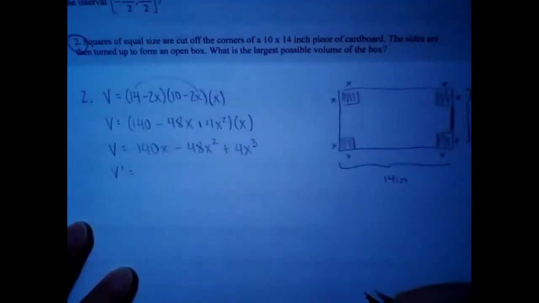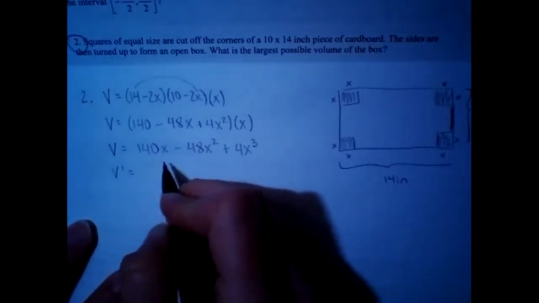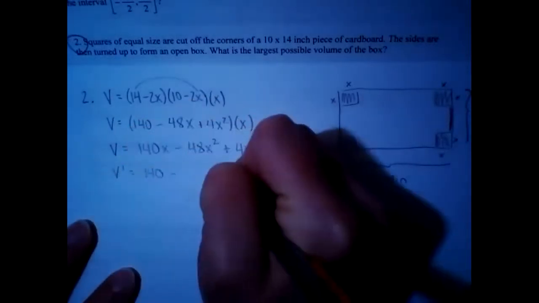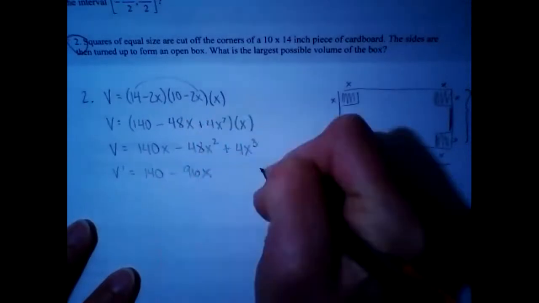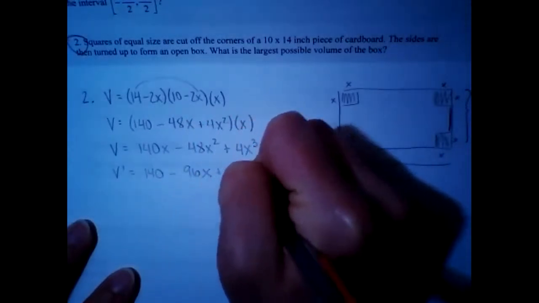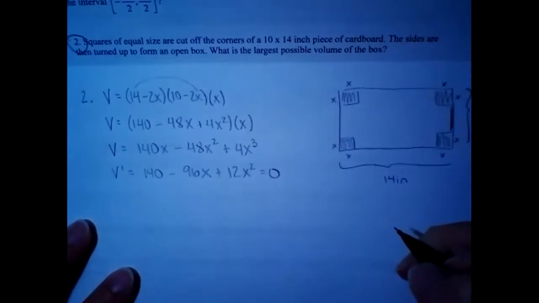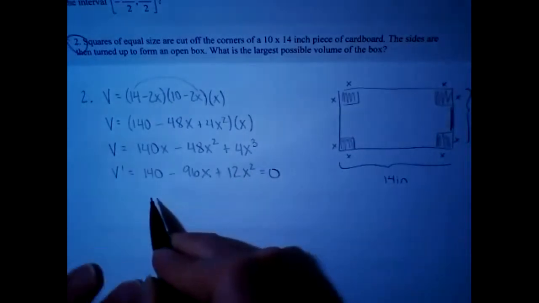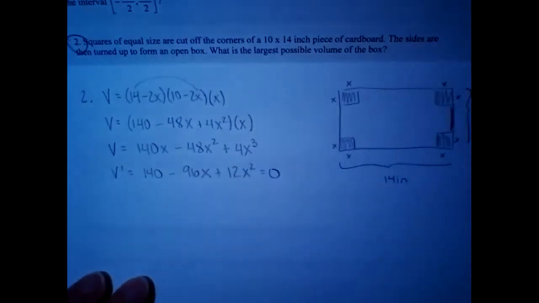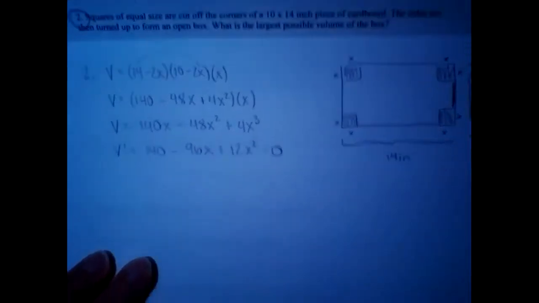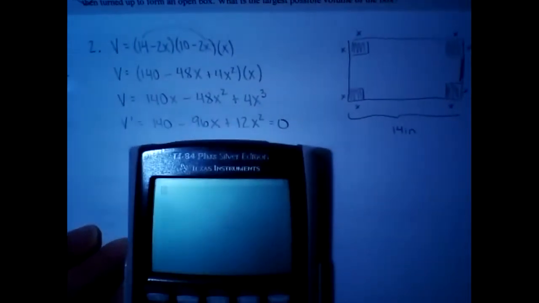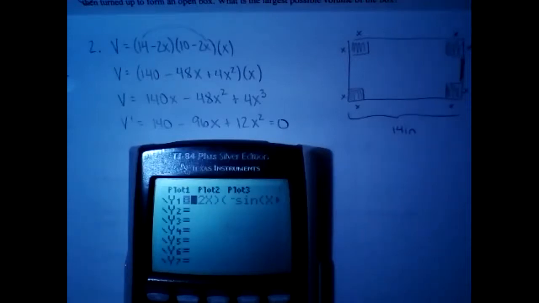So derivative equals 0. So this derivative would be 140 minus 96x plus 12x squared equals 0. And here's where the calculator comes in, because this does not factor. So we're gonna need to type this in. So if you have your calculator handy, you can go ahead and type this in with me. We're gonna go to y equals, let me clear that one out. And I'm gonna type in this. So 140 minus 96x plus 12x squared.